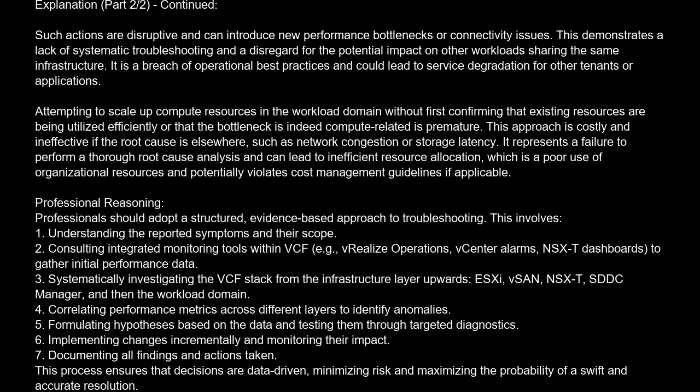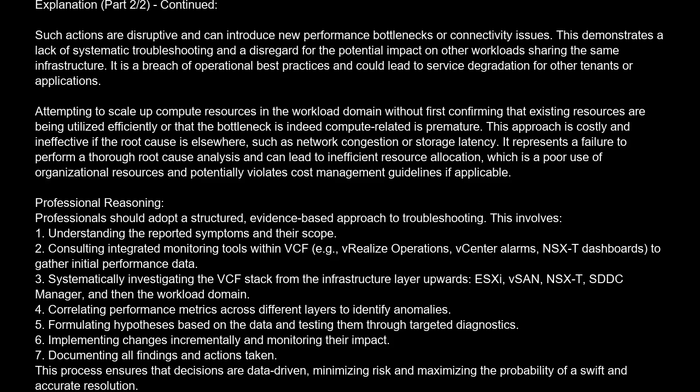Attempting to scale up compute resources in the workload domain without first confirming that existing resources are being utilized efficiently or that the bottleneck is indeed compute-related is premature. This approach is costly and ineffective if the root cause is elsewhere, such as network congestion or storage latency. It represents a failure to perform a thorough root cause analysis and can lead to inefficient resource allocation, which is a poor use of organizational resources and potentially violates cost management guidelines if applicable.